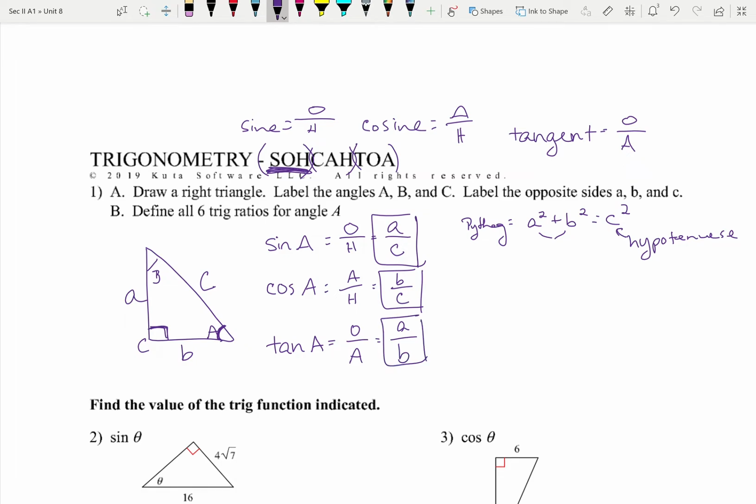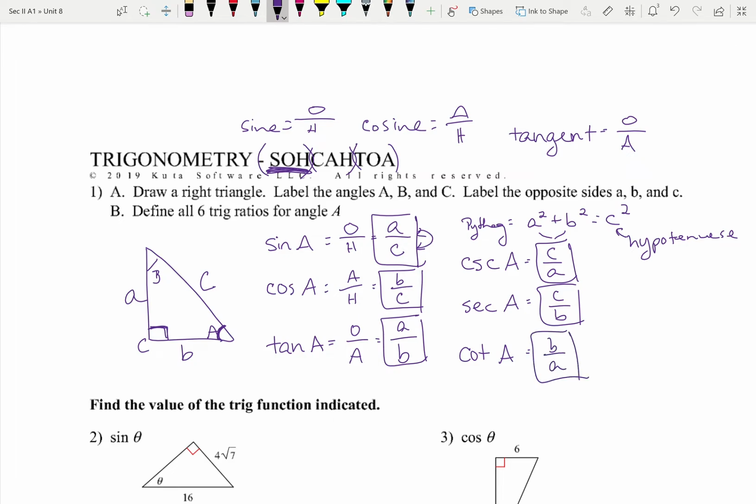Now the other 3 are based off of these first 3. So the reciprocal of sine is cosecant. So the cosecant of A, all I have to do is flip-flop these 2. So that would be C over A. The secant of A is the reciprocal of cosine. So instead of B over C, now it's C over B. And then tangent of A, the reciprocal is cotangent. So instead of A over B, now it's B over A.